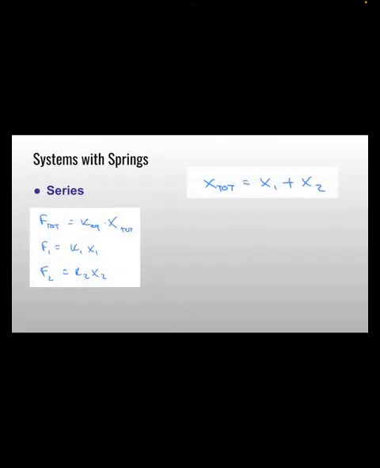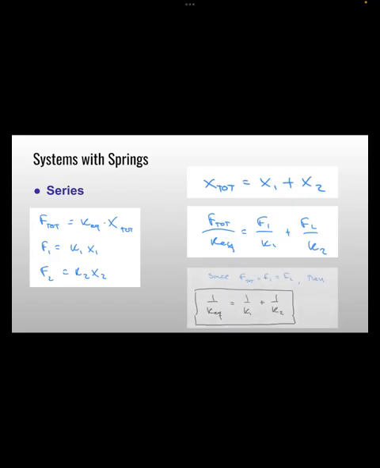So my total displacement is X1 plus X2. Substituting the values for each, I get something like this. And since I know that the forces are equal, I can simplify that and end up with 1 over equivalent K is going to be equal to 1 over K1 plus 1 over K2. Now, what if there were more than two springs? Then we would just continue this equation, right?